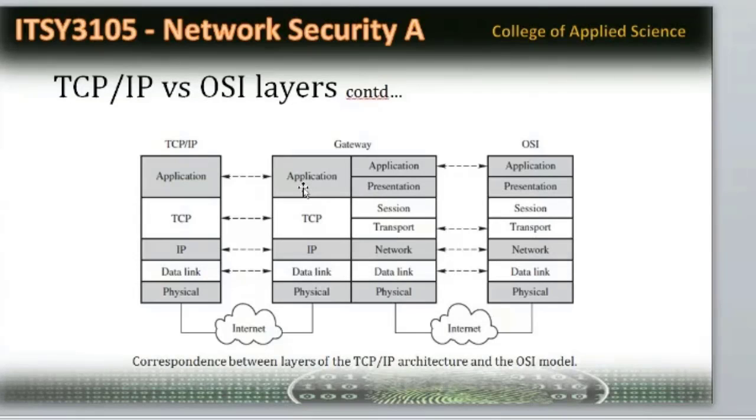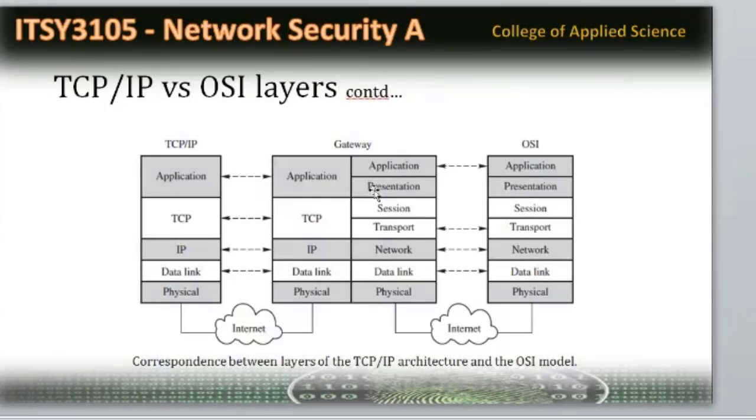Actually, in some books, the first 3 layers are merged together as application. In some books, you can find there are only 4 layers available in the TCP/IP. In some books, it will tell 5 layers for you. But the concept is the same.